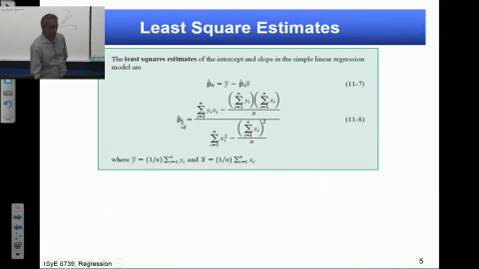So your beta 1 hat is this guy. Okay, it's a little bit ugly. And your beta 0 hat is y bar minus beta hat 1 x bar. Okay?